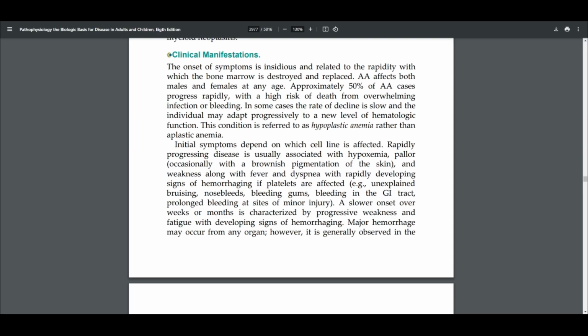Initial symptoms depend on which cell line is affected. Rapidly progressing disease is usually associated with hypoxemia, your pallor, and weakness, along with the fever and dyspnea, with rapidly developing signs of hemorrhage if platelets are affected. So, again, you might have a lot of bleeding. A slower onset, over weeks or months, is characterized by progressive weakness and fatigue, with developing signs of hemorrhaging.